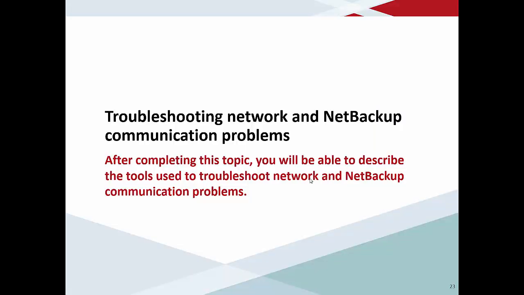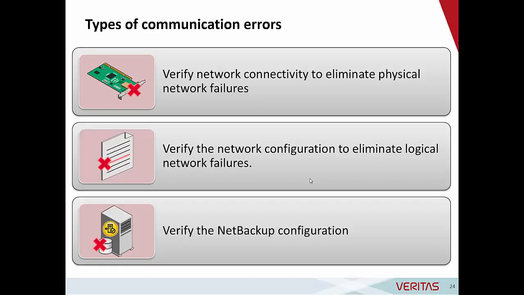In the next topic, we'll take a look at troubleshooting network and NetBackup communication problems. There's a lot of different kinds of communication errors that can happen in your environment that may impact backup operations. So it's best to start at the lowest level and work your way up when you're doing your troubleshooting. Begin by checking NetBackup connectivity across the physical network. If the physical network looks good, take a look at the network configuration to look for logical failures. If the logical and physical network all look good, then start taking a look at the application level, the NetBackup level, and verify NetBackup's configuration settings.